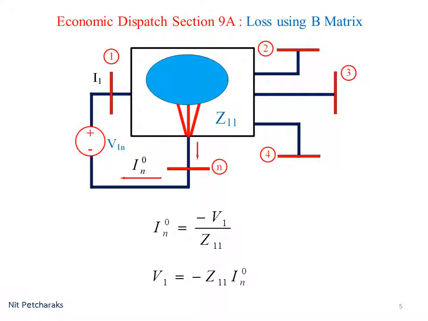IN0 is defined as minus V1 divided by the element C11 in C bus or bus impedance matrix. We can rewrite this equation. V1 equal to minus C11 multiplied with IN0.